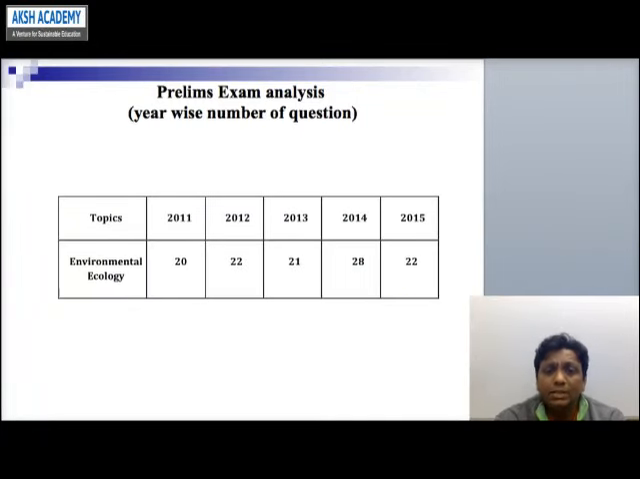See, this is the analysis of the prelims examination for environmental ecology, friends. The new pattern of the prelims examination, I always say, started from 2011 onwards, and the number of questions is around 20%. See the questions in 2014: there were 28 questions in your prelims examination from environmental ecology. The main reason behind this maximum number of questions is the merging of the IFS examination, Indian Forest Services Examination, from 2013 onwards. Even nowadays, environmental ecology has become a subject in graduation and post graduation.